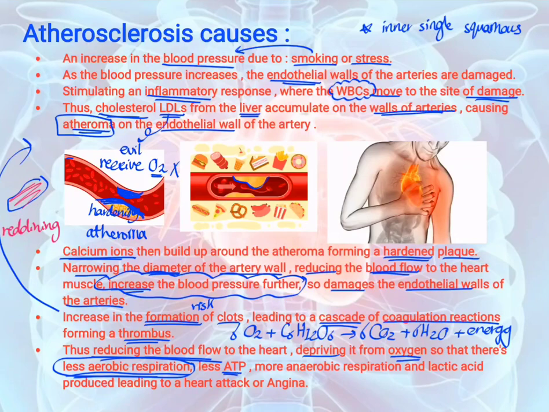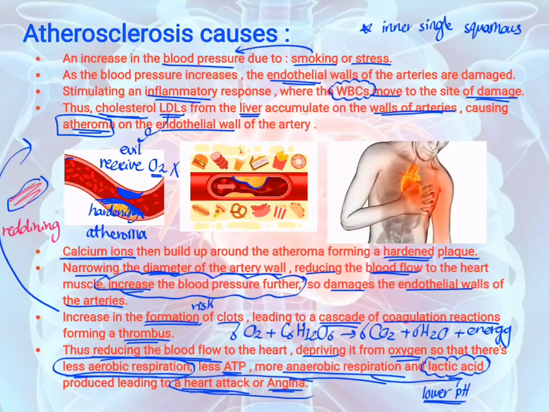So the ATP decreases, and instead of having the aerobic respiration that helps our bodies, we have anaerobic respiration in return, which is completely horrible for the body, as it produces lactic acid. And this lactic acid, as it's an acid, of course causes a decrease in the pH of the blood. The pH gets lowered, and this can cause a heart attack or angina, which we're going to discuss later on.